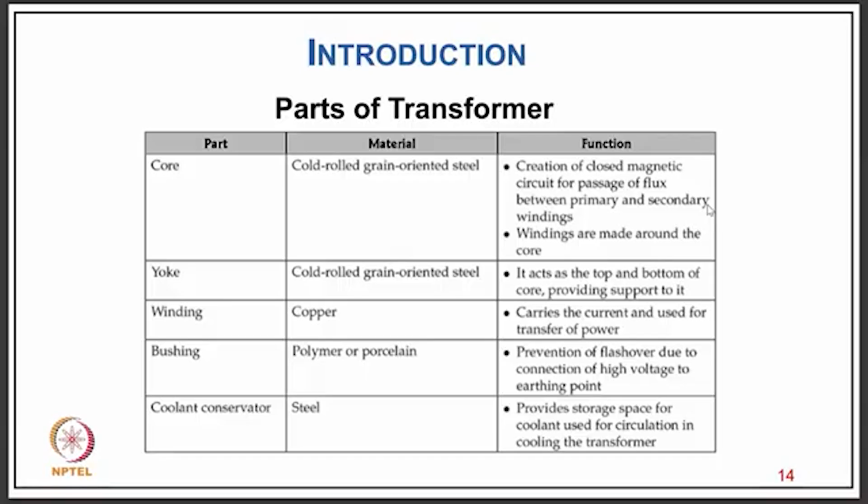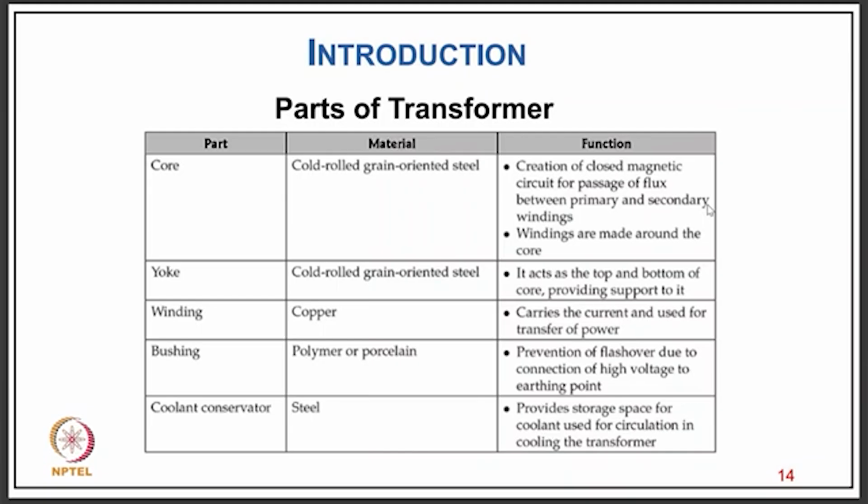So these are typically the parts as I mentioned: the core, which is normally cold rolled grain oriented steel. Earlier we were using hot rolled grain oriented steel. There, of course, the losses were more and the cost and size were more. Now we use cold rolled grain oriented steel, where we can give higher flux density in the core and yoke, and we are able to reduce the size of the core and yoke.